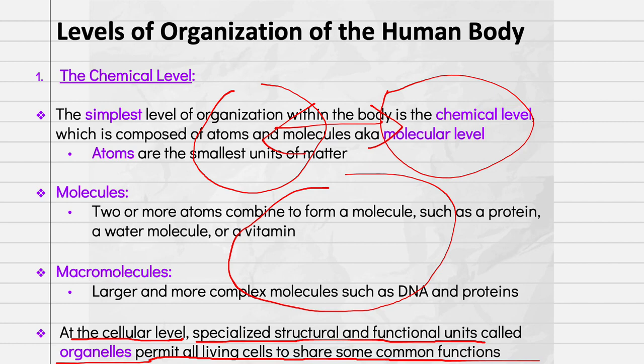So these macromolecules are basically making organelles. And at the cellular level, what are the structural and functional units? The organelles are the structural and functional units which work together for the survival of the cell. And these organelles are made up of macromolecules.